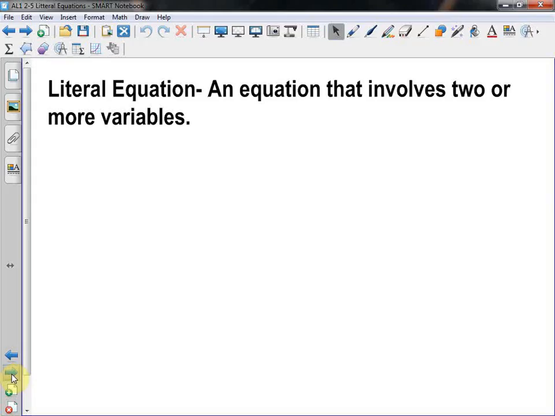Okay, so let me ask Alex, what makes an equation a literal equation? So two or more, right? It can have two, can have three, can have 100, can have 1,000. As long as it has two or more variables, it's a literal equation. Some examples of that would be maybe like this one.